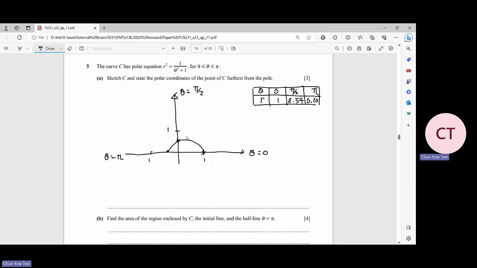Now, of course, if you want, you can put in here 0.54, then you can put in here 0.30. But I don't think it's necessary, because you have a table already, so it's fine.